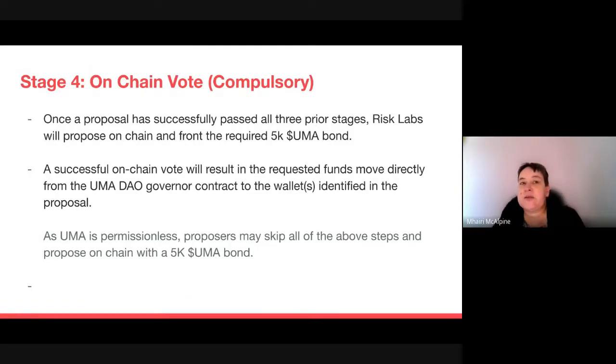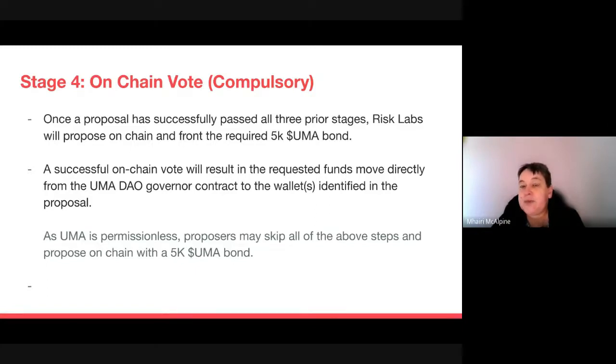And then the final stage is the on-chain vote. This is the only compulsory step, and nothing can be transferred from the UMA DAO without it. So once the proposal has successfully passed all 3 stages, Risk Labs can propose on chain and front the required UMA bond. But because UMA is permissionless, you can skip all the above steps and propose on chain yourself.